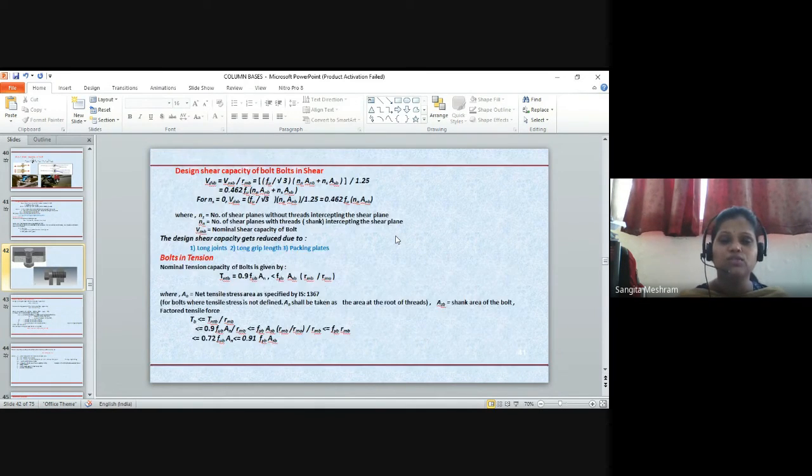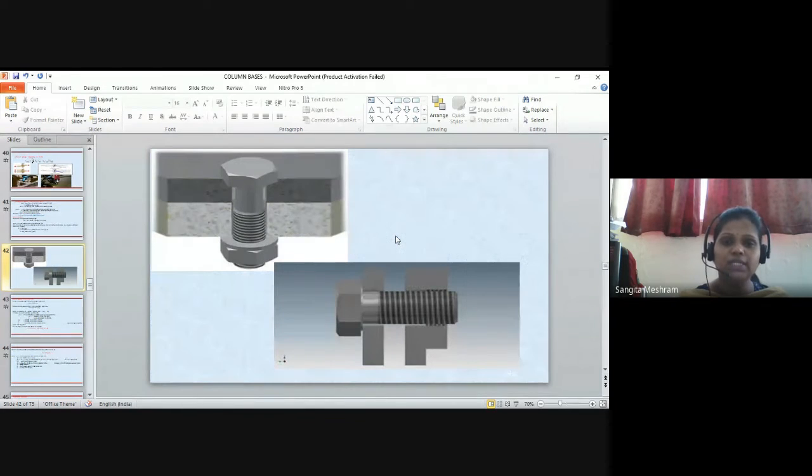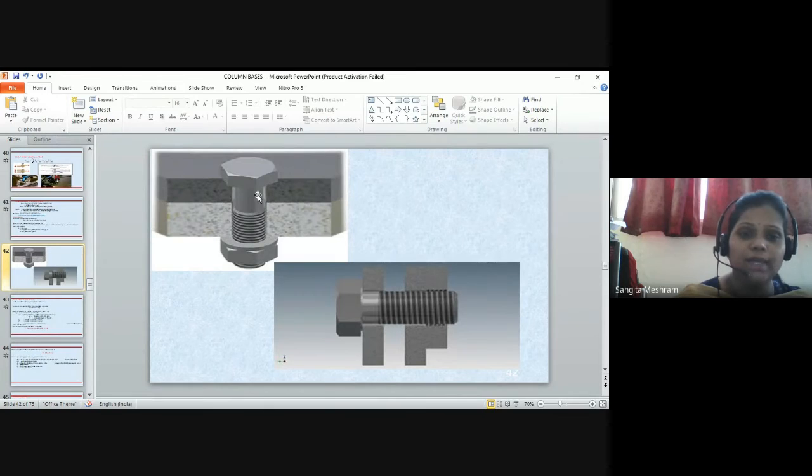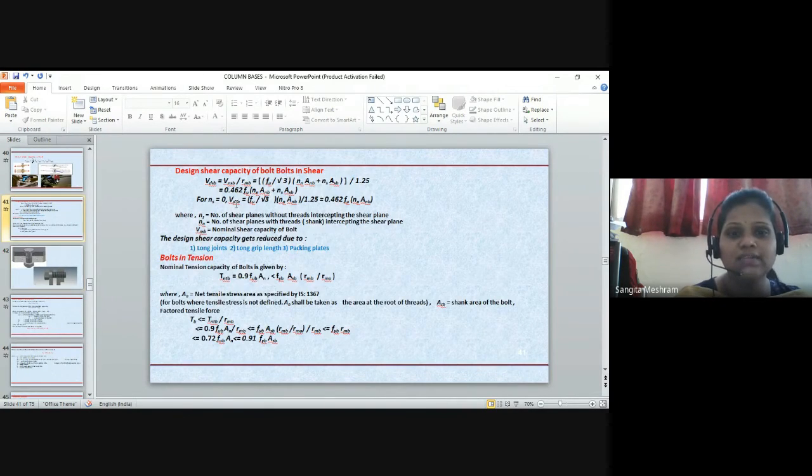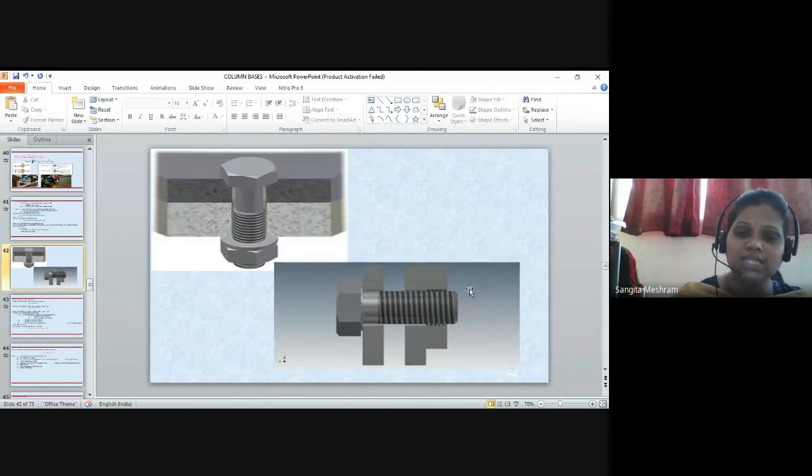Okay, so just see the first figure. In the first figure, the shearing plane cuts the plain section of the bolt. So in that case the value of NS is 1. Okay, and just see the second figure. The shearing plane cuts the threaded section of the bolt.